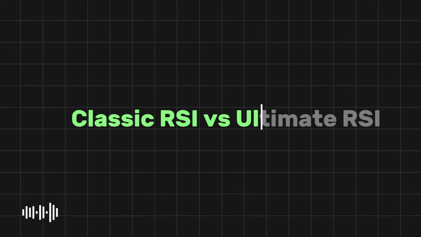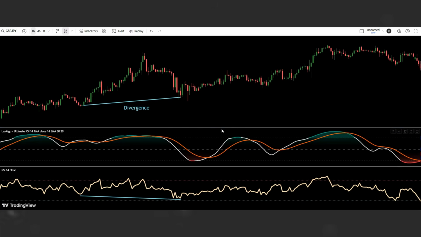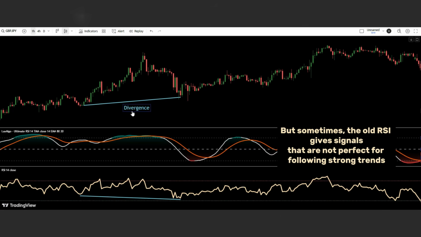Classic RSI versus Ultimate RSI. Now let's talk about why we use Ultimate RSI and how it's different from the classic Relative Strength Index. The old RSI is very useful and many traders, including us, still use it because it shows overbought and oversold conditions or divergences. But sometimes the old RSI gives signals that are not perfect for following strong trends.